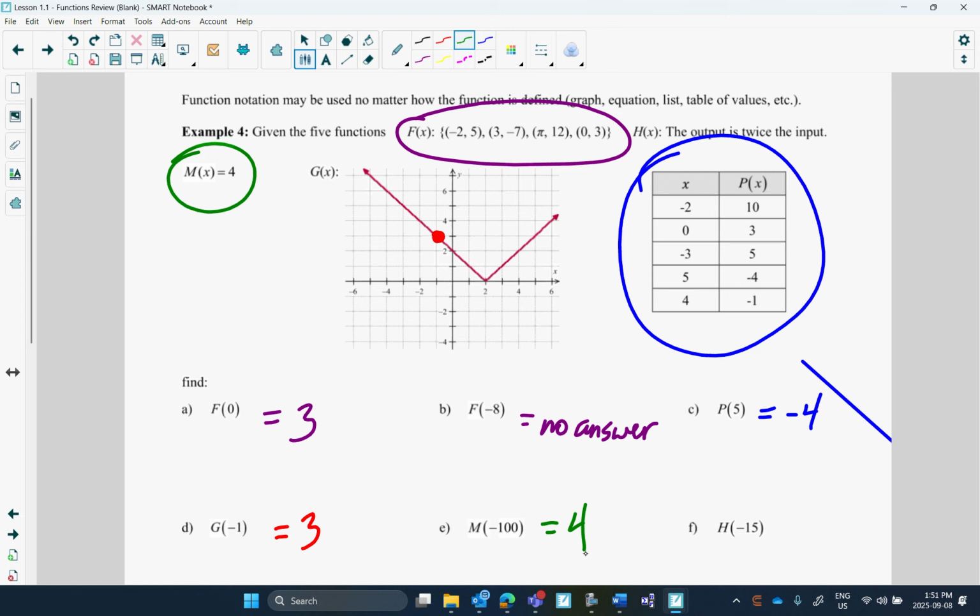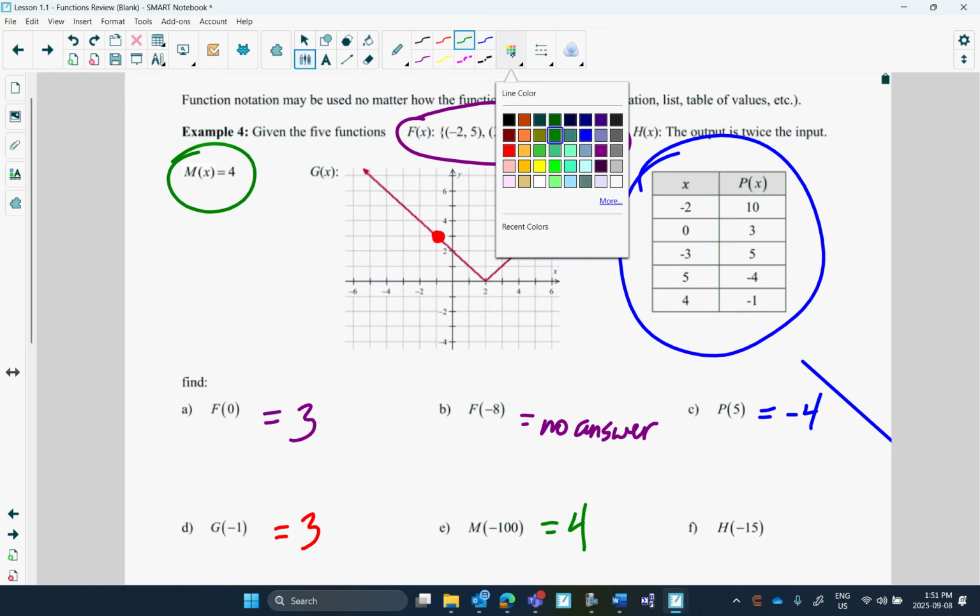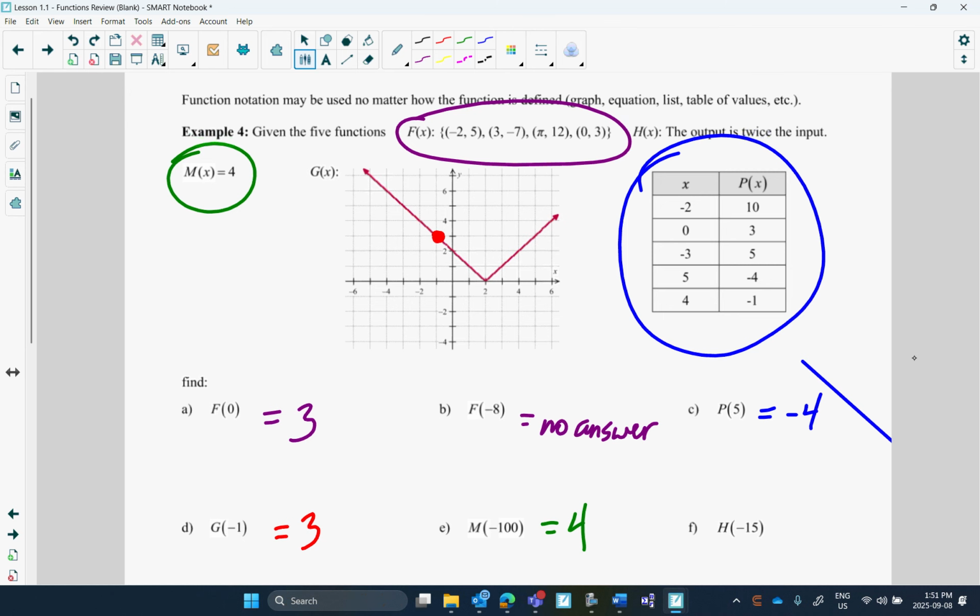Finally, h of negative 15. Well, input means x, right? So if I input negative 15, what does it tell me to get to the output? Double it. So I get negative 30.